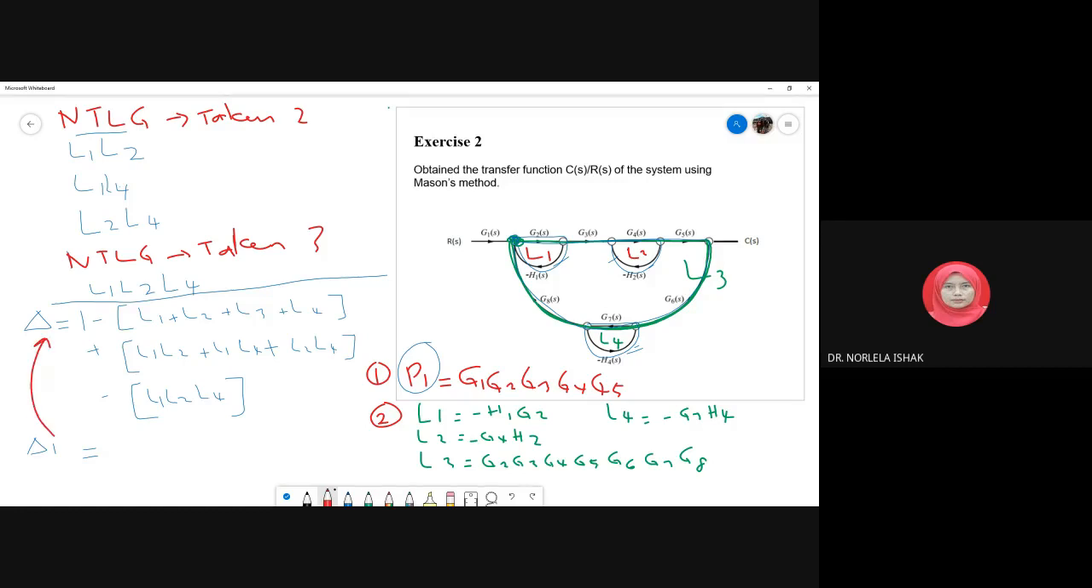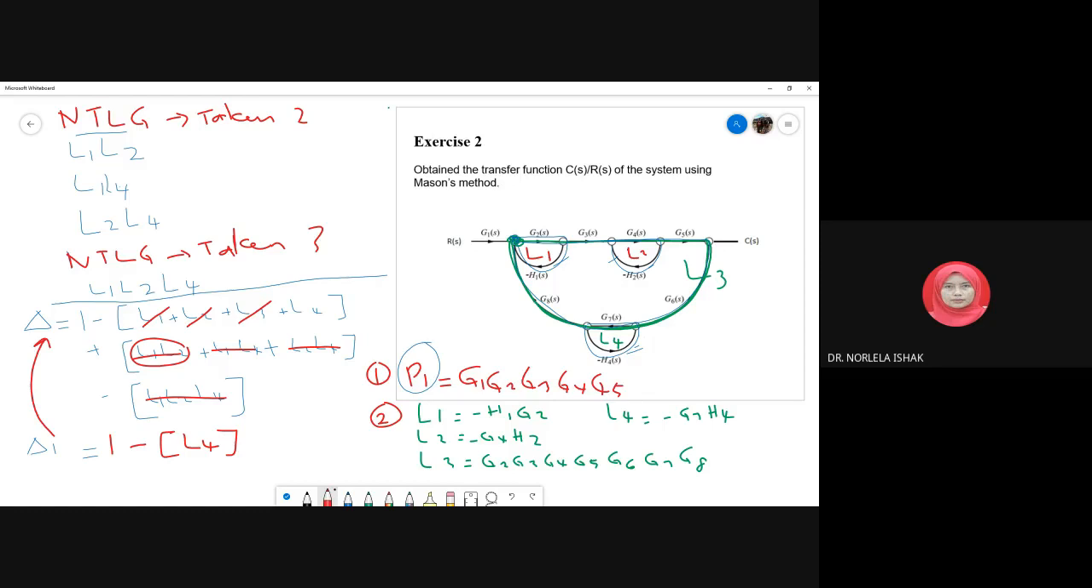Okay, so any loop, how about L1, touching or L4 non-touching? L4 tak. Okay, meaning L1 touching kan? We eliminate. So L1 biar, because L1 kita dah cancel. So dekat sini pun, because L1 darab L2 kan? So we cancel out. This one also cancel. Okay, so how about the answer? 1 minus L4. Yes, very good. Okay, this is how to determine the cofactor.